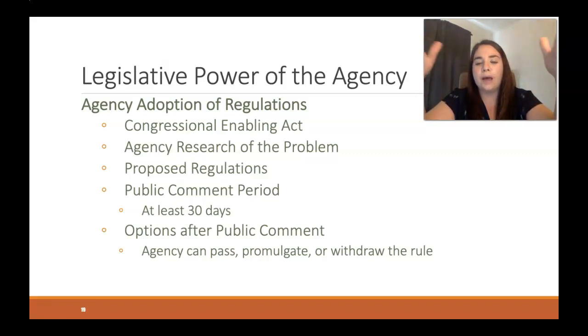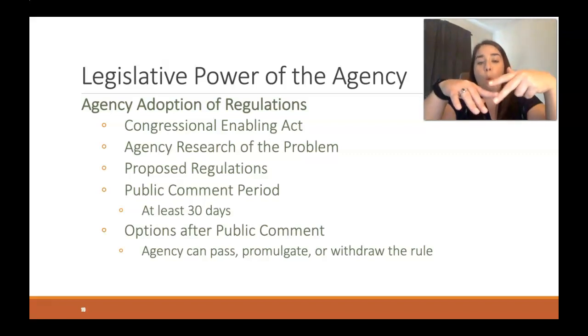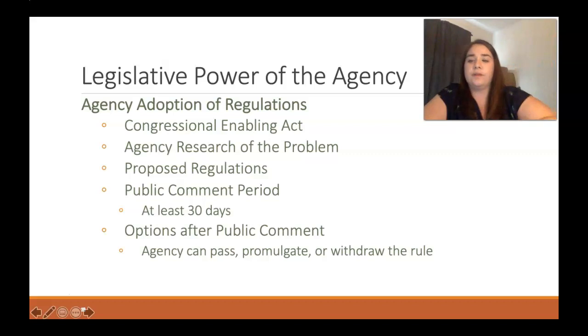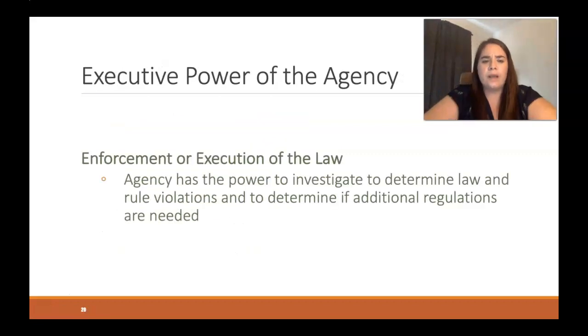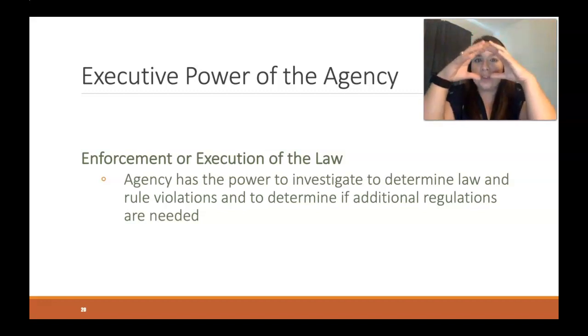So once that public comment period passed, the options after public comment for an administrative agency are either to pass the regulations as they were proposed, and then promulgate them, send them out, or withdraw the rule and go back to the top of the page, right, and figure out, hey, we need some more answers to fix this solution. Now, as I mentioned, what we just talked about is the administrative agency's legislative power, right? So then we go to their executive power, which is the enforcement power.